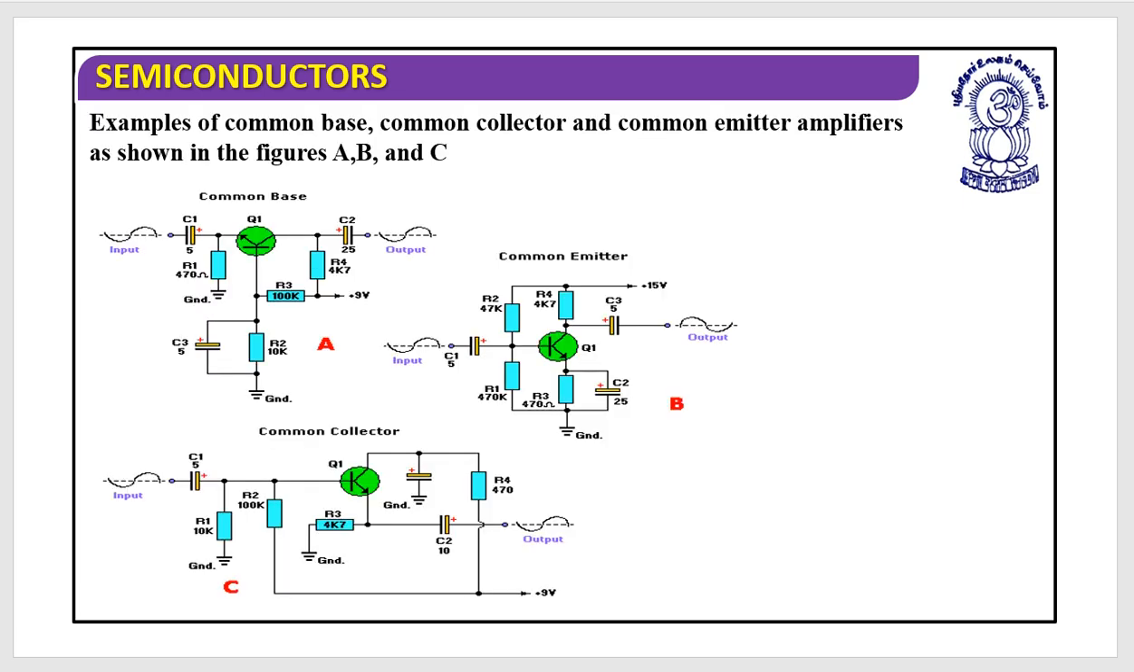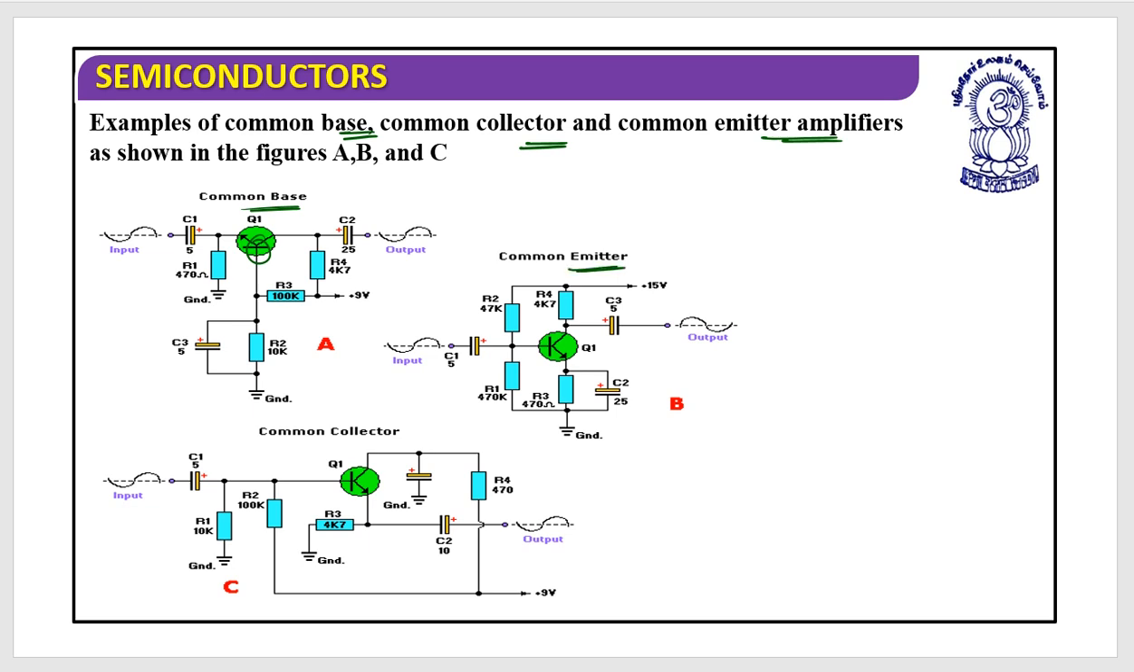Now let's look at this. This is a very interesting diagram where you can find examples of common base, common collector, and common emitter amplifiers. This is the common base configuration circuit. As you can see, this is the base which is common, and it is a complex circuit because it has multiple capacitors and multiple resistors. Here I only want you to observe how the common base, common emitter, or common collector configurations will look alike.